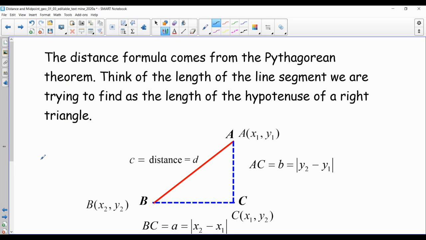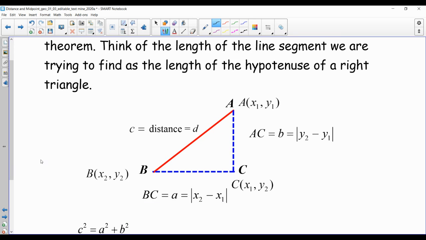But just to get started, let's take a look at this diagram here in detail. I want the distance from A to B, the length of AB. To get that, I have to think of this as a right triangle. So I have these two sides that I drew in. The blue dashed lines don't mean anything except to show that this is a right triangle.